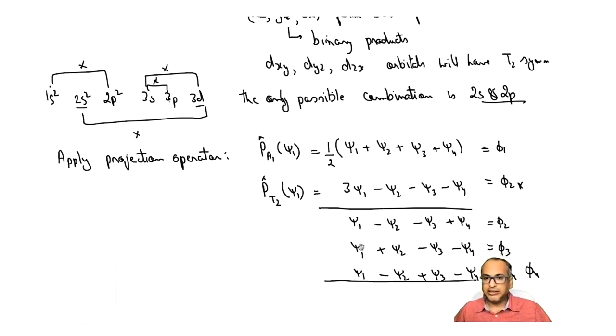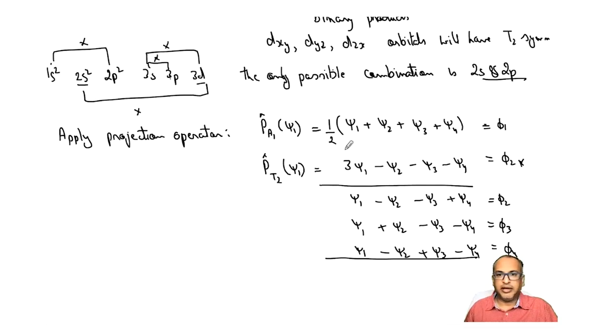Now you see that these are orthogonal to each other as well as orthogonal to this one. So two positives and two negatives: these two will be orthogonal. And then here again, there are two positives and two negatives, so this will also be orthogonal. You can test it out.